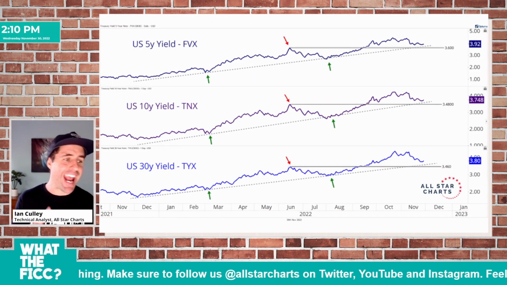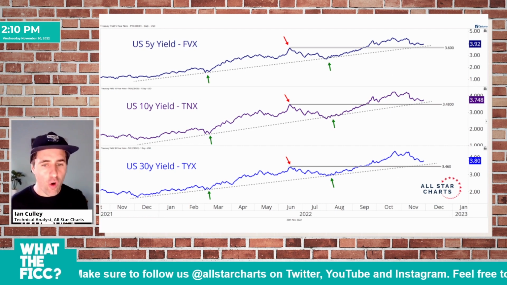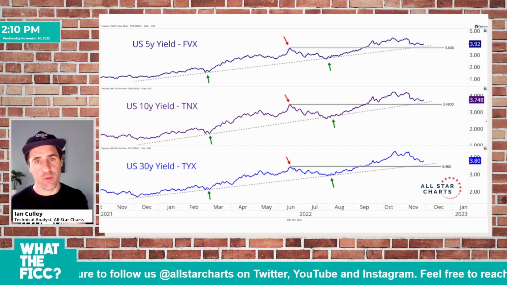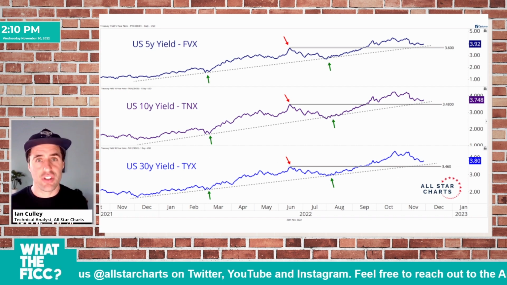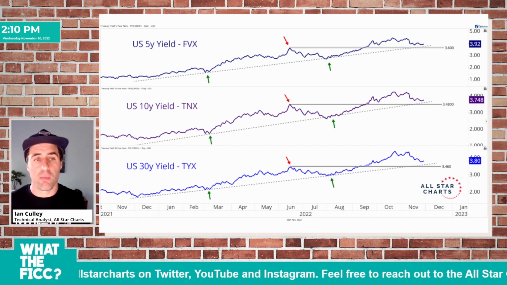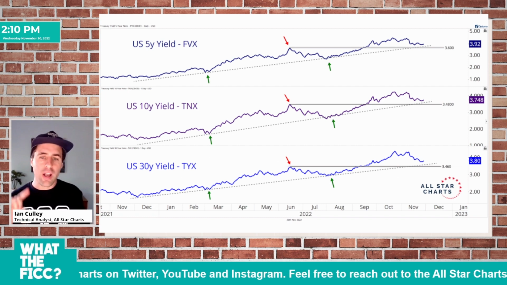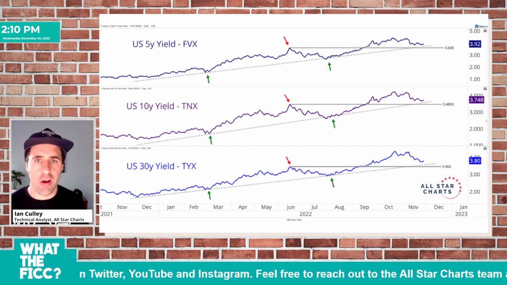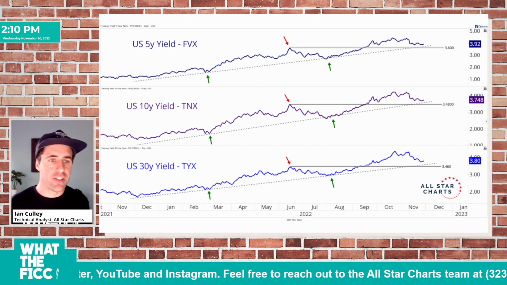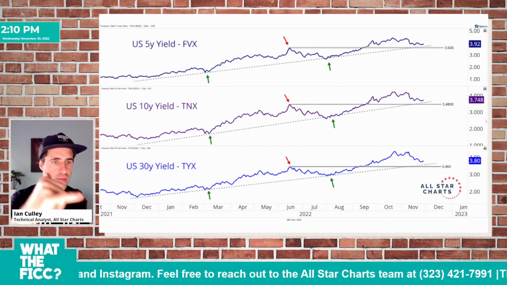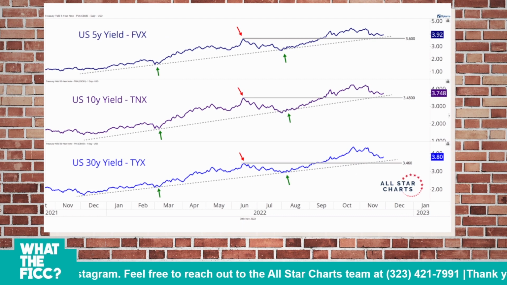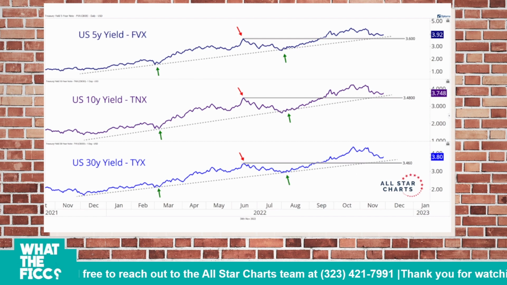The 5, 10, and 30-year yields are all in an uptrend, as their year-to-date trend lines are still valid, still in place. But there's one pivot high that we want to keep our eye on in the coming weeks and months, and that's the June pivot high from earlier this year. You can see it highlighted with that red arrow on each of these charts. The level's basically the same for all three yields.